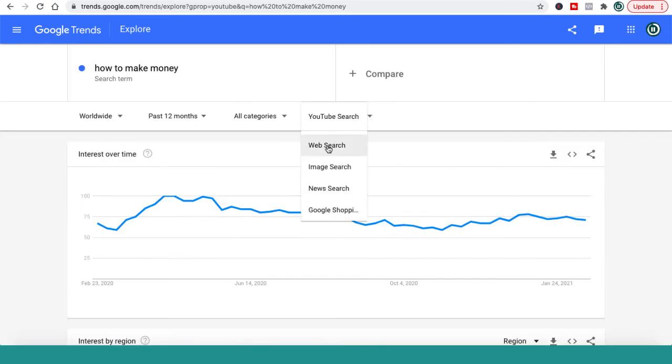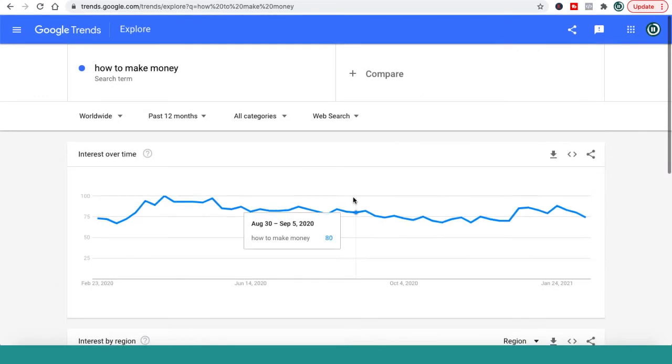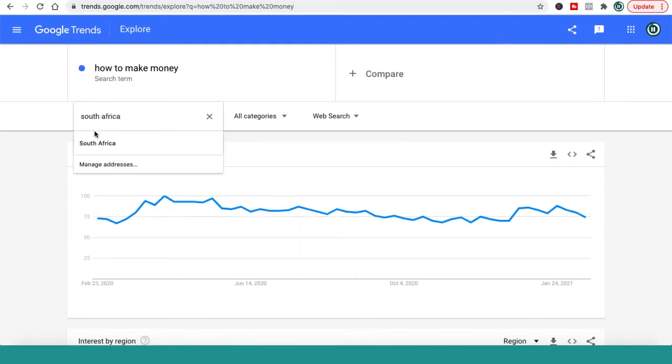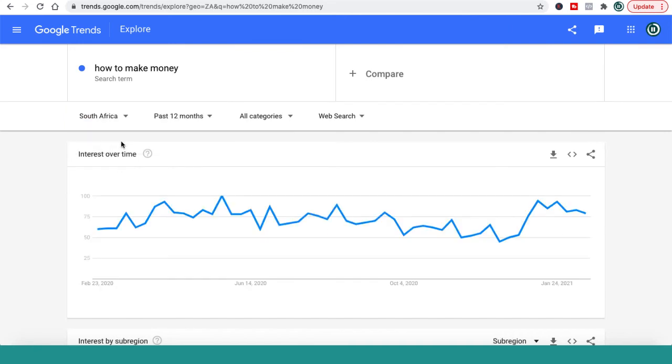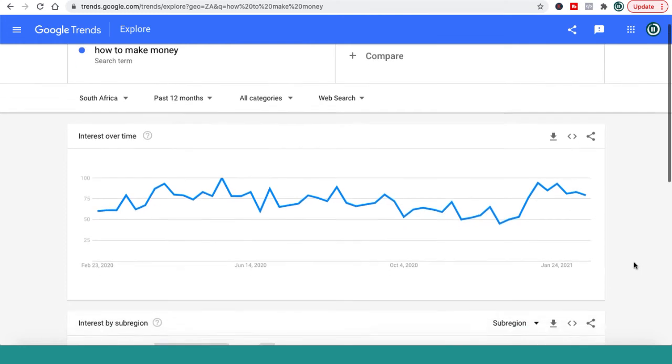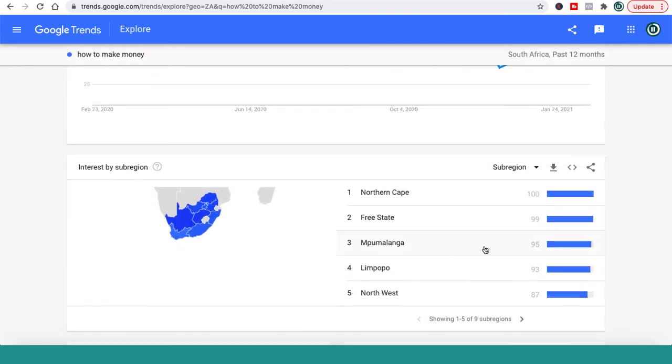Okay, if we go just to web search, the term attracts a lot of interest. Let's go to South Africa, how to make money. Interesting. Always above 50, just a little bit below over there, but generally almost at 100. So it's a very good term to include in your course. Northern Cape being the highest search for it, or the highest interest.